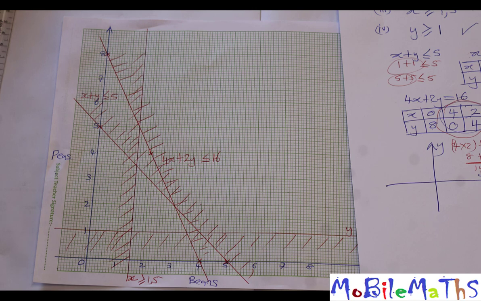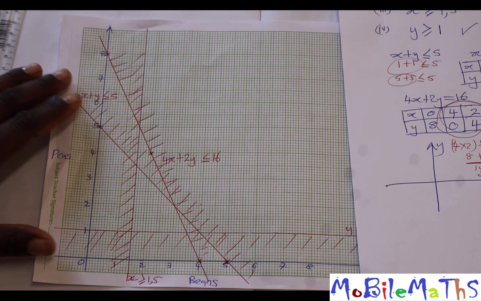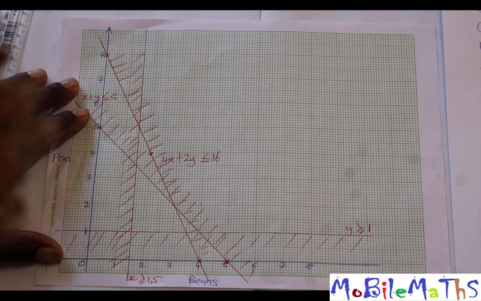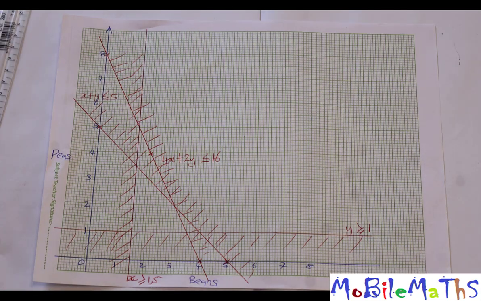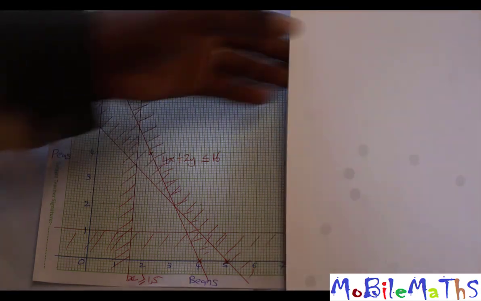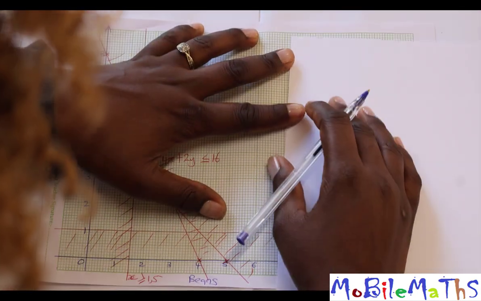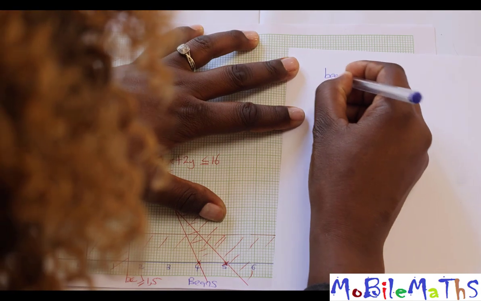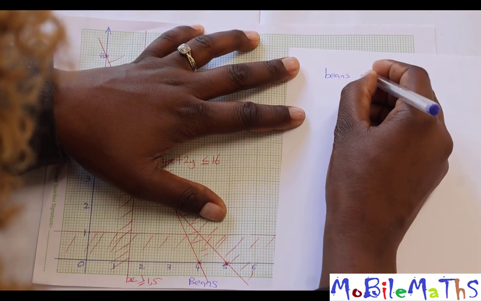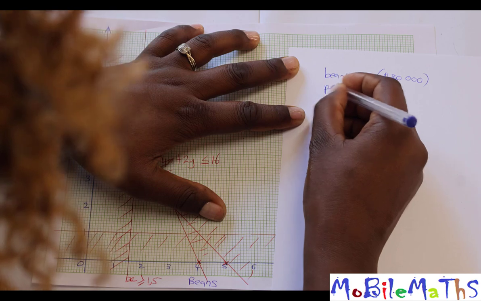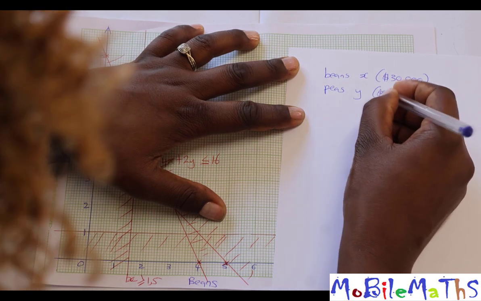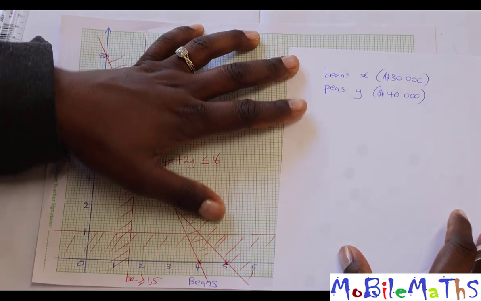They even ask us the next question. The estimated profit is $30,000 for beans. So for beans, we know, okay, they even gave us that for beans, its profit, beans is our x, its profit is 30,000. For peas, y, its profit is 40,000, okay, per hectare.